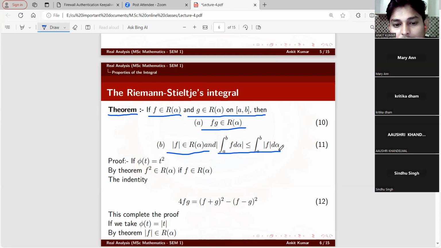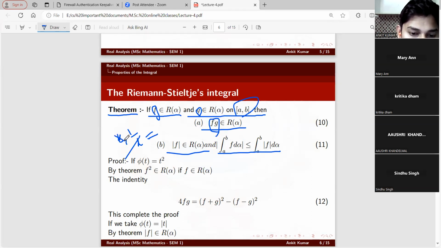So if f belongs to R alpha and g belongs to R alpha on the closed interval a comma b, then their product belongs to R alpha. The first statement says that if f is any function which is a Riemann Stieltjes integral, and g is any function which is a Riemann Stieltjes integral defined on the closed interval a comma b, then their product is also a Riemann Stieltjes integral. Meaning thereby, if x and 1 by x are Riemann Stieltjes integrable, then their product is x into 1 by x, so this cancels out, and this also belongs to R alpha.